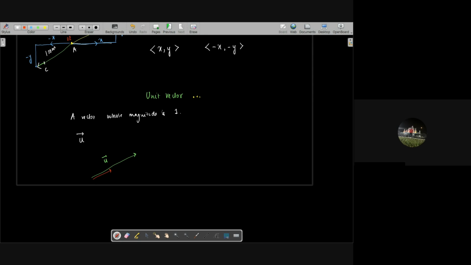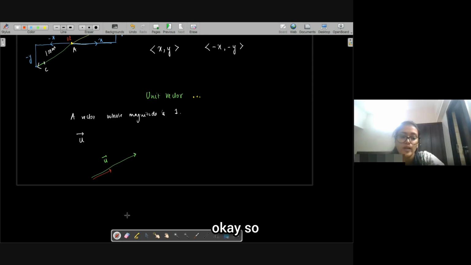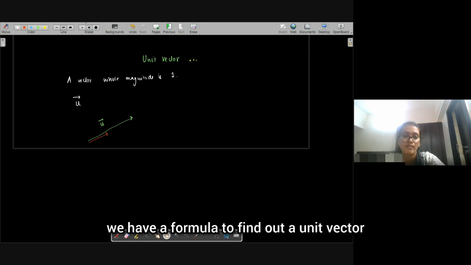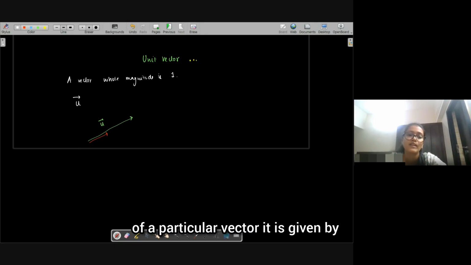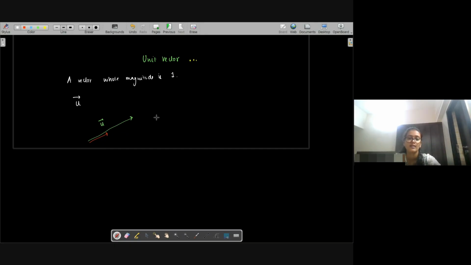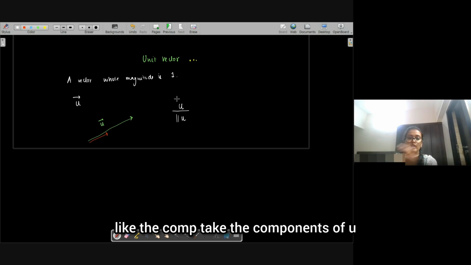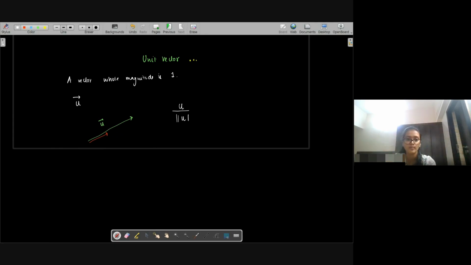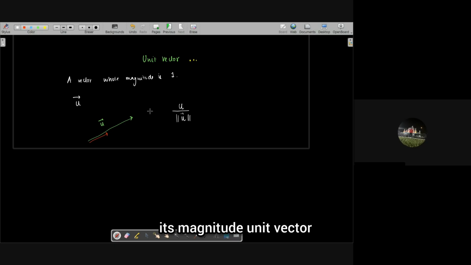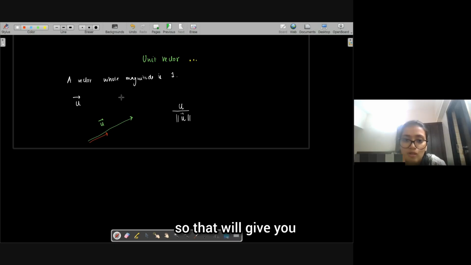So we have a formula to find out a unit vector of a particular vector. It is given by: you just take the vector and you divide it by its magnitude. Like take the components of u and divide them by its magnitude. That will give you the unit vector of u.